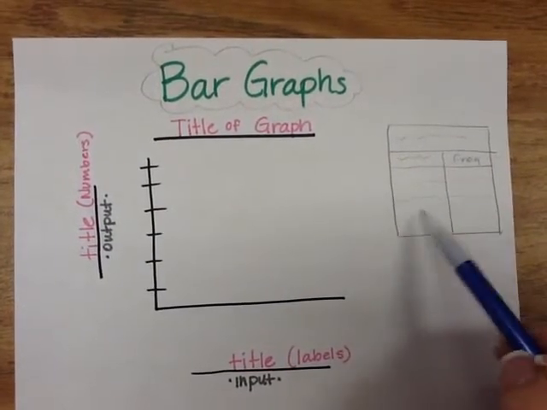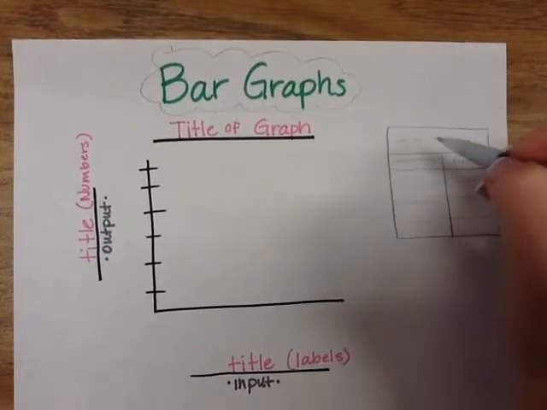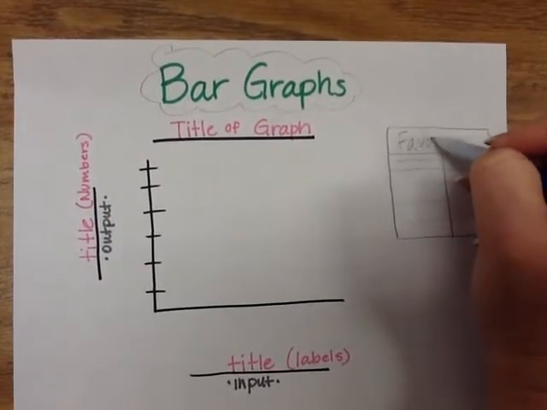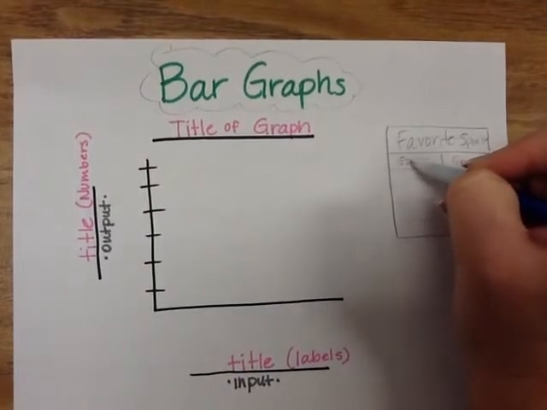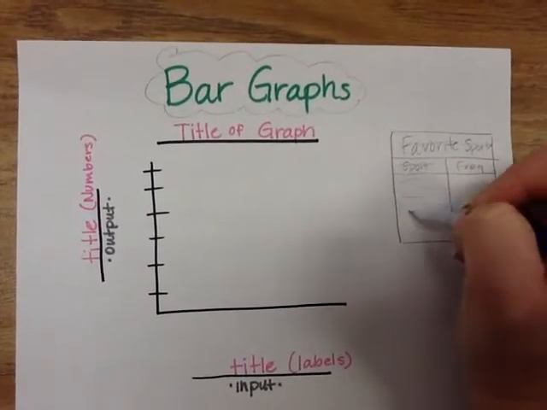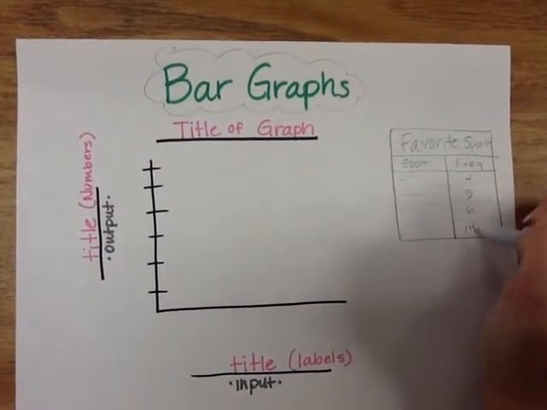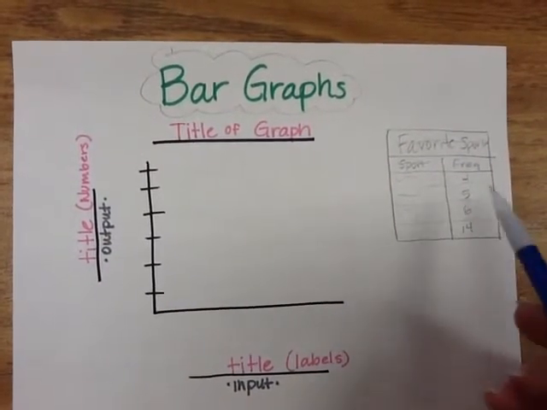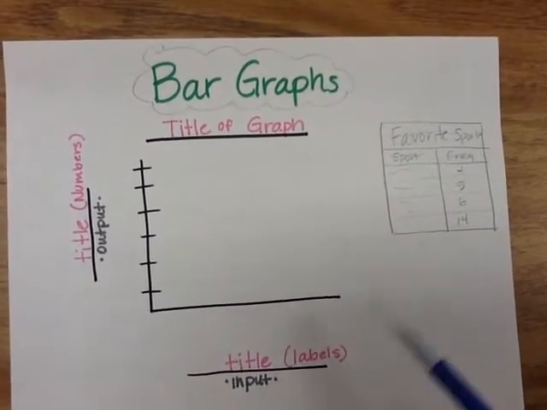Okay, so let's say that this was about favorite sports. Okay, and your title is sports. And you have different titles of sports, and you have numbers. Okay. So what's going to happen is you're going to take this information, going to move it over here. So I just want to recap and show you what everything is.